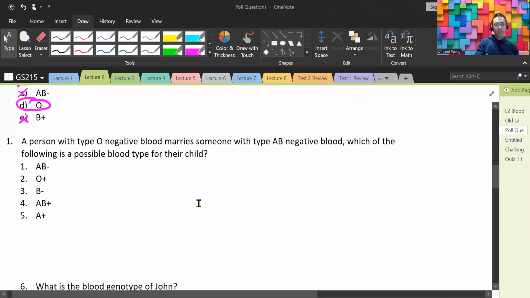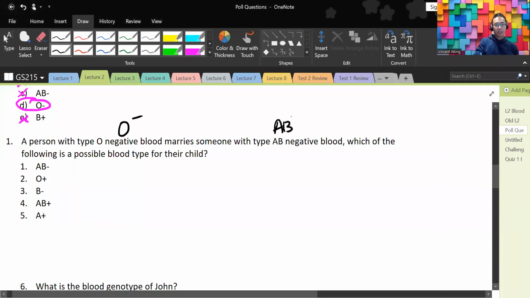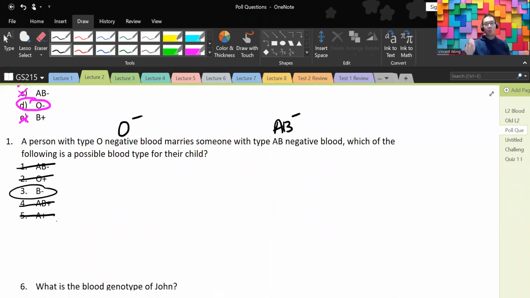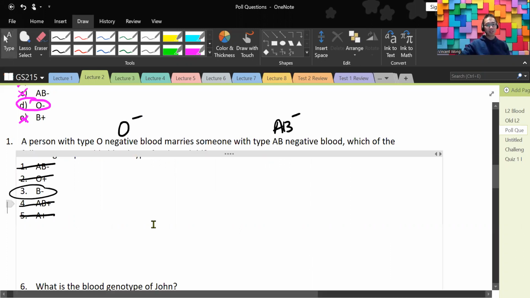Okay, here O negative and AB negative. So they are both negative, so I cross out all the positives. Okay, O cannot have AB. So that's the only answer. You see how quickly you can do these questions if you memorize the 4 rules, or you just cross out rather than looking for what the answer is. You just cross out all the ones that are not true, and then hopefully you're left with one choice.